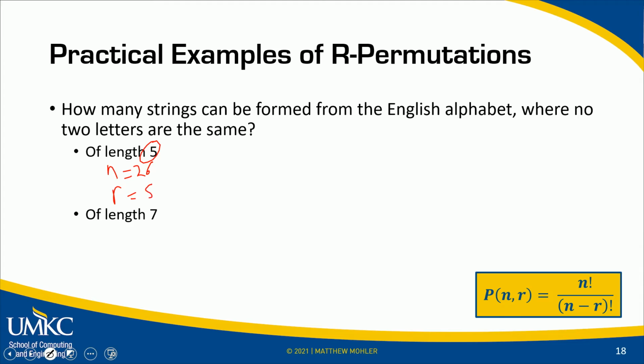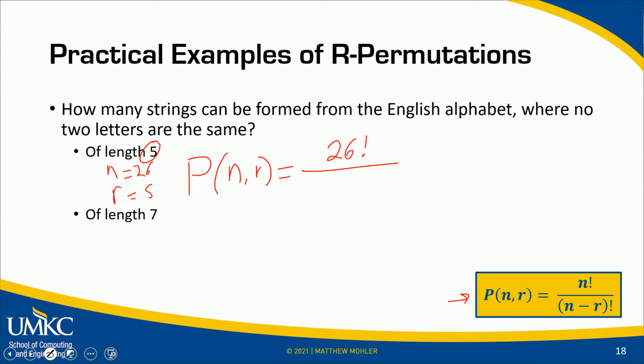So R is equal to 5. And now that we have those 2 numbers identified, all we have to do is plug and chug into this formula, which is conveniently located on the slide. And we will find that the number of R permutations for a set N of length R is just equal to N factorial, so 26 factorial, divided by N minus R factorial.